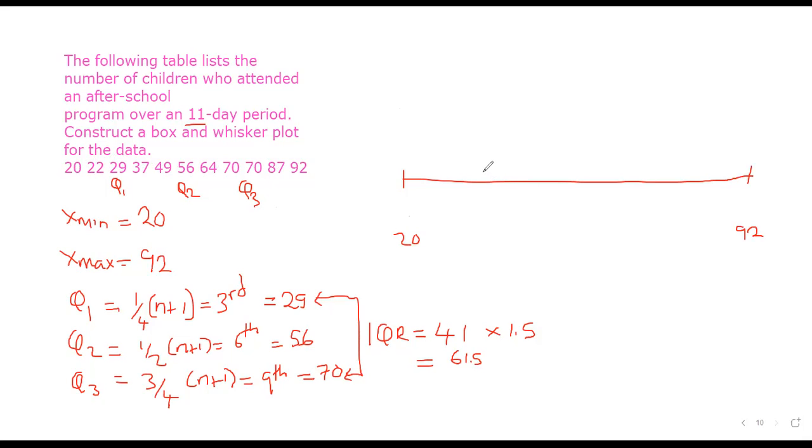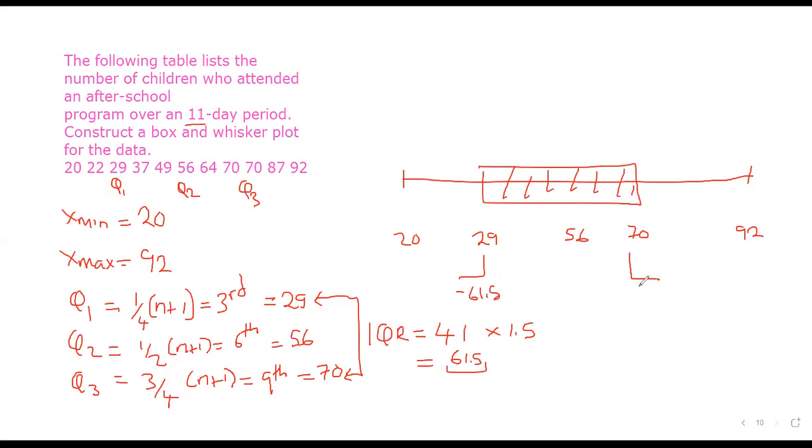The Q1 is what? 29. Q2, 56, and Q3, 70. This is your box whisker diagram. Then if you're asked to identify the outlier, you multiply the interquartile range times 1.5 to get 61.5. From this, subtract 61.5. To this, you add 61.5.